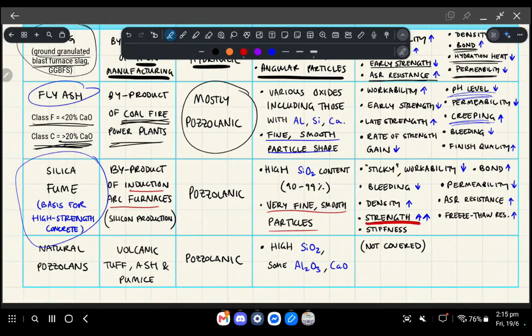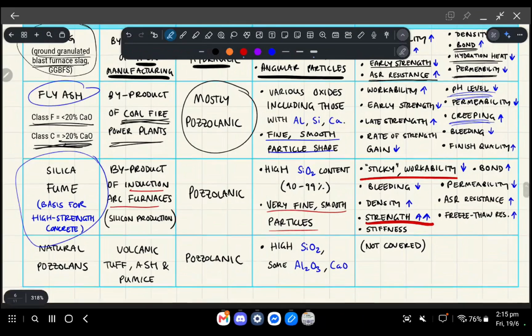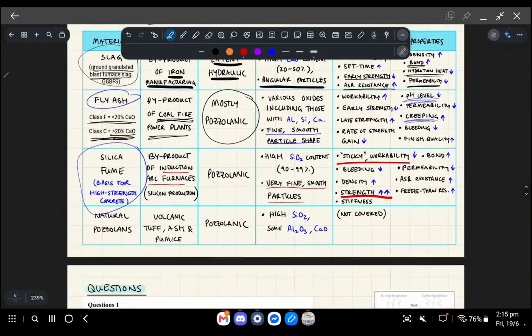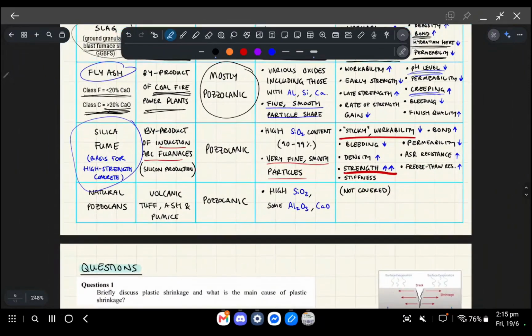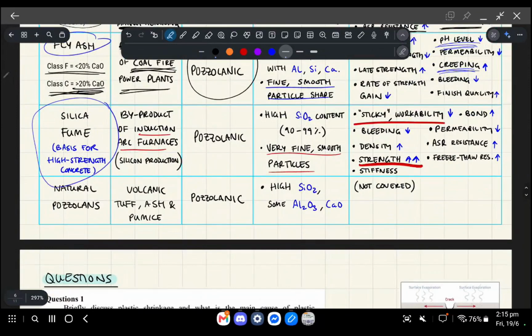The strength is significantly increased when you add this in, but because it's made of these very fine and smooth particles, it becomes more sticky, right? There's more surface area, and it reduces the workability. There are other things that happen, but those are probably the two most important ones to focus on in terms of what happens to your concrete mix.